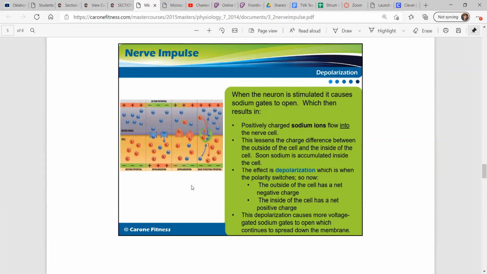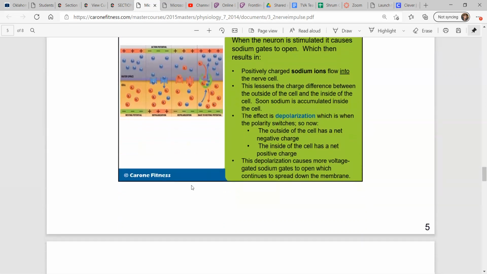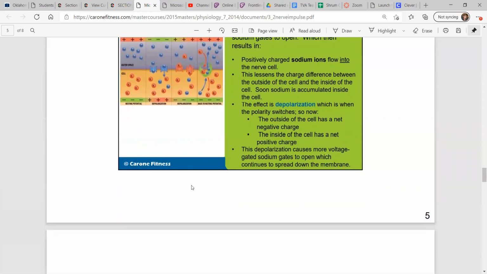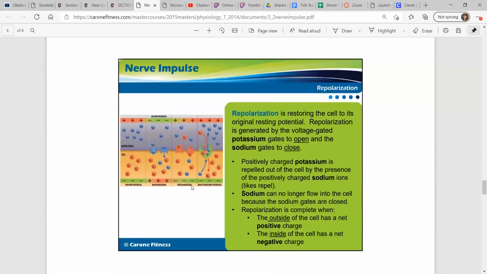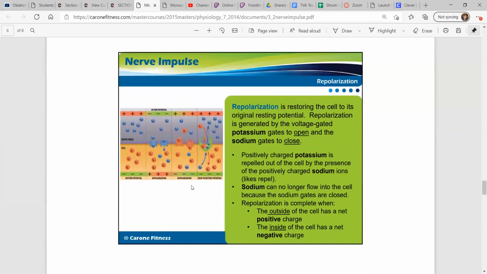So when a neuron is stimulated, positive sodium ions are entering the cell, meaning the outside is now negative, and the inside of the cell is now net positive. And that depolarization causes more voltage-gated sodium gates to open, which continues to spread down the membrane. Repolarization is the next step, and that is restoring the cell to its original resting potential.